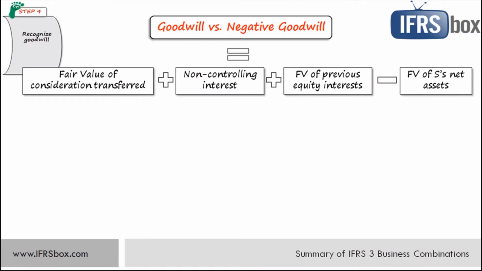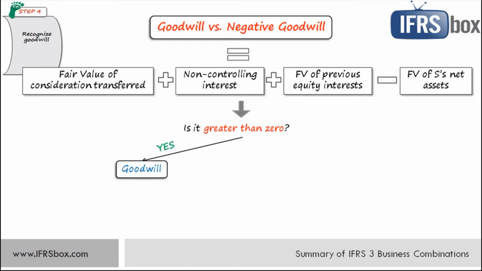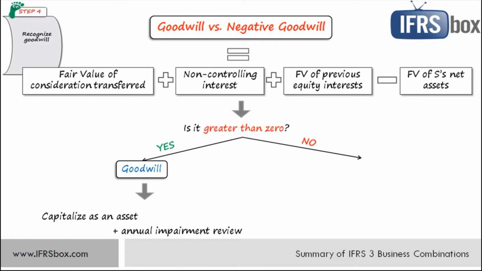Now, as I mentioned, the result can be either positive or negative. So when the result is positive, or greater than zero, then the difference is called goodwill. And as it's acquired in a business combination, a parent needs to capitalize it as an intangible asset and perform an annual impairment review. But when the difference is negative, or less than zero, it means the parent paid a lower amount for the subsidiary than its fair value, and this is called negative goodwill or a gain on a bargain purchase.